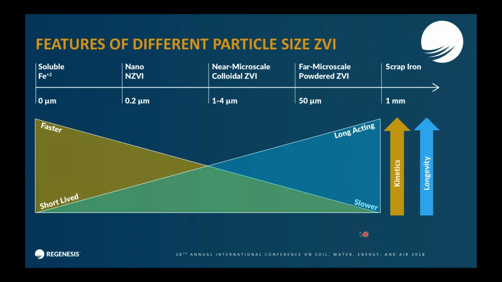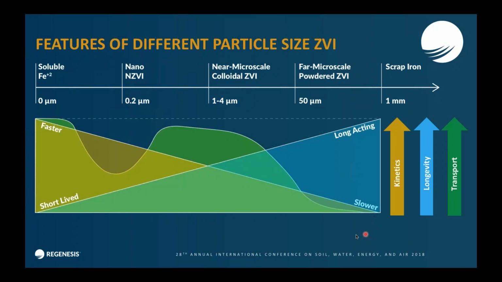If you look right here in the middle, there's kind of a sweet spot where the colloidal ZVI is located, somewhere around 1 to 4 microns. That kind of gives you, we found over the years of experimentation, the best balance between longevity and reactivity. You actually get a material that's suitable for both.